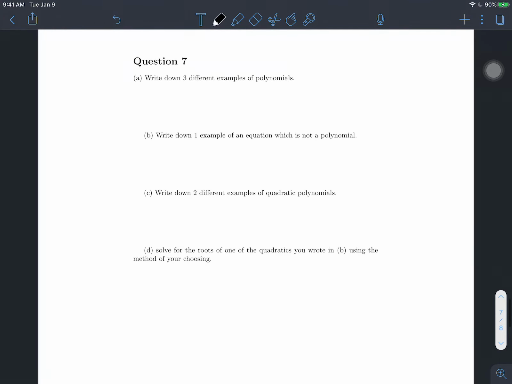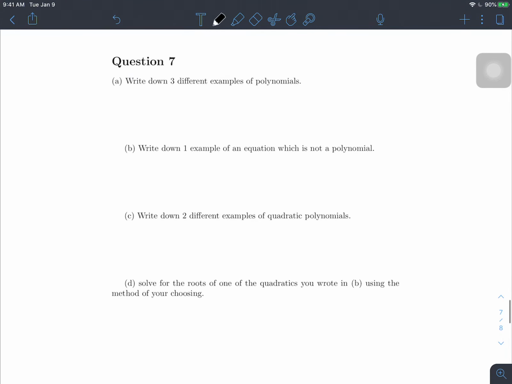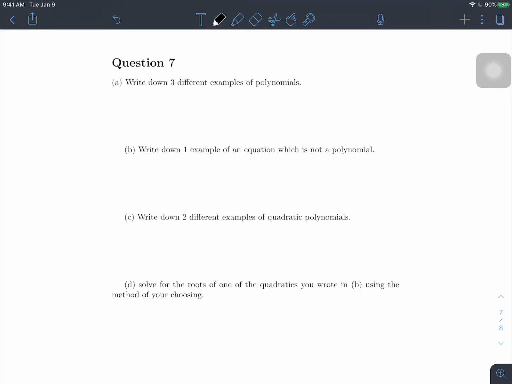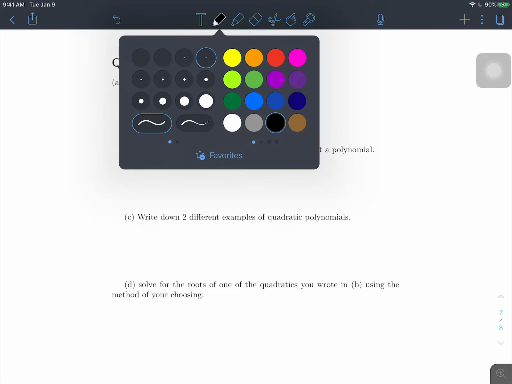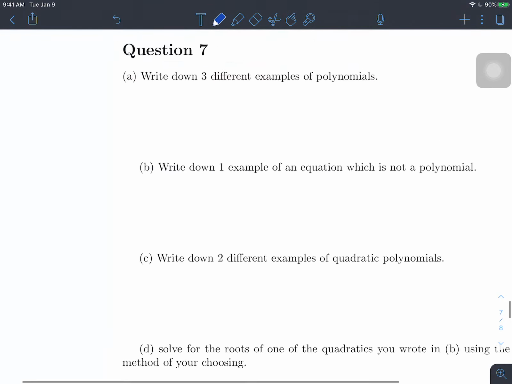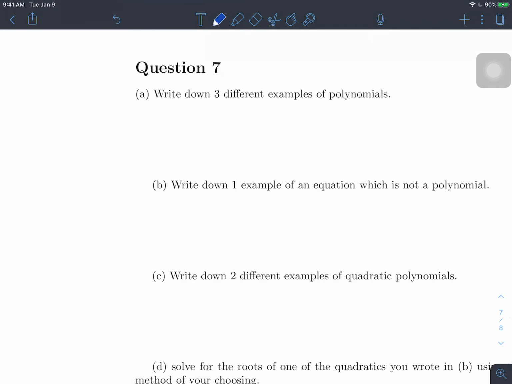All right. Question number 7 has to do with polynomials. We have to write down some examples of things that are polynomials, things that aren't, some quadratics, and we're going to have to solve a quadratic polynomial for the roots. So one example of a polynomial could be, I don't know, f of x equals x cubed plus 37. That could be an example.